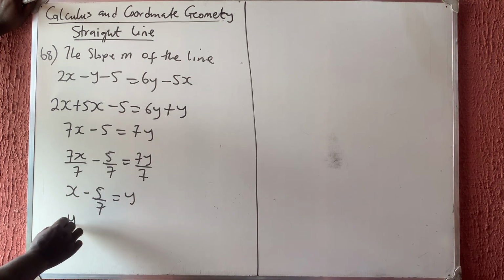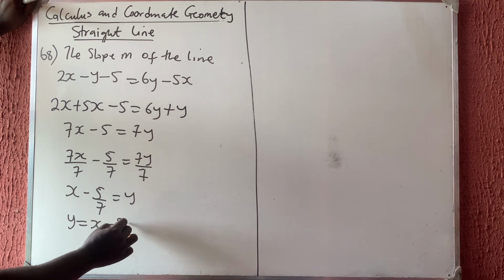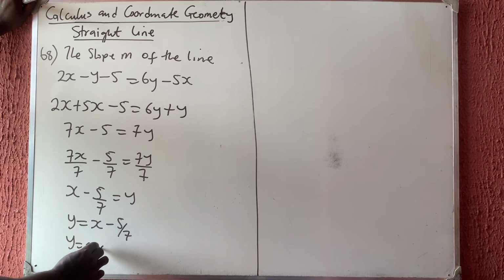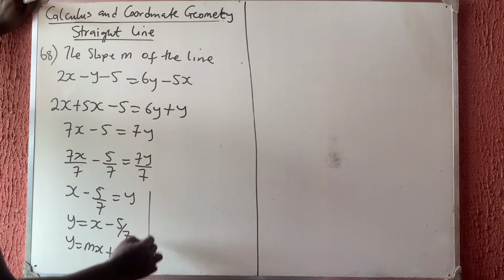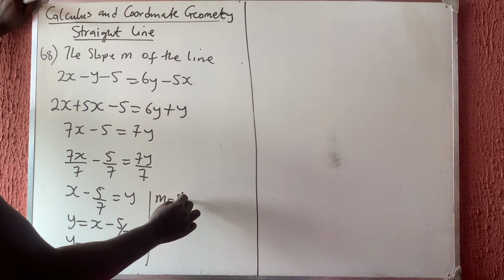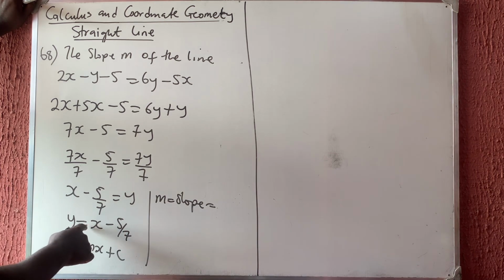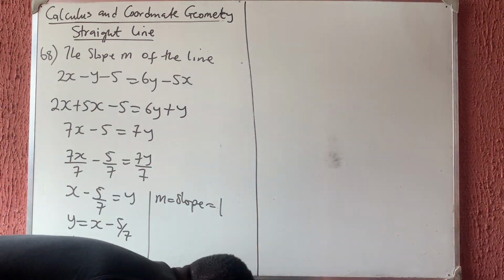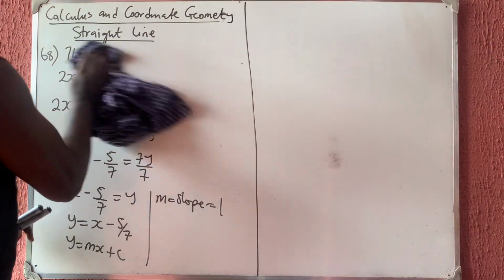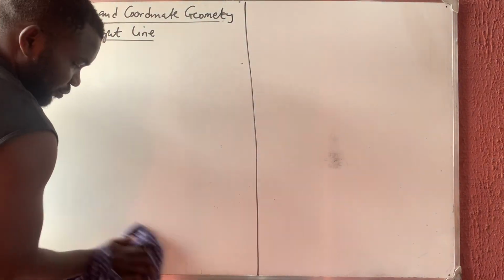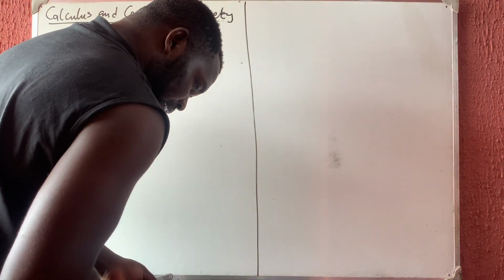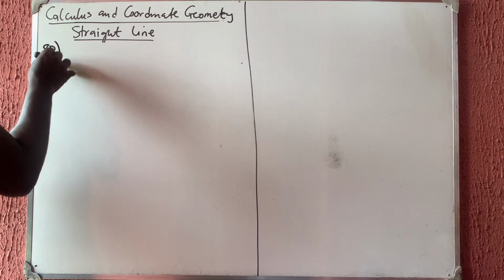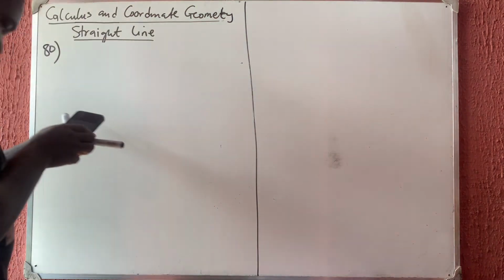So write it very well. y is equal to x minus 5 over 7. So if you compare, y is equal to mx plus c, you will now see that your m, which is the slope, is equal to the coefficient here, and the coefficient here is what? 1. So the answer to this question is 1. So we go to the next question, question number 80.